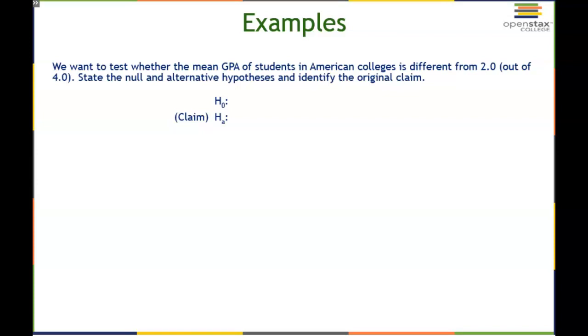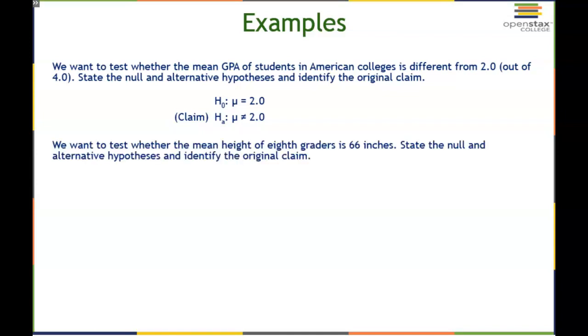We're talking about the mean GPA. So we are talking about mu. And what is the mean GPA is different from 2.0. So putting all of those clues together, we get H0 is mu equals 2.0. HA is mu does not equal 2.0. And in fact, HA is our claim. Okay, so just out of the problem, we got all of that.